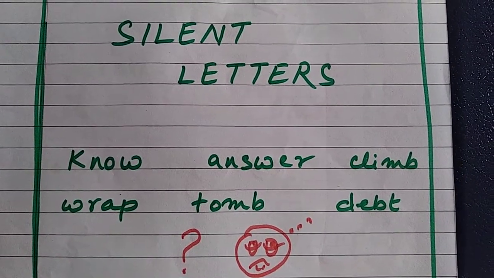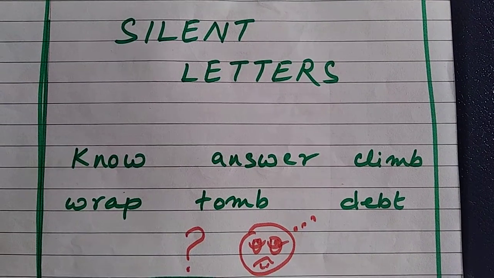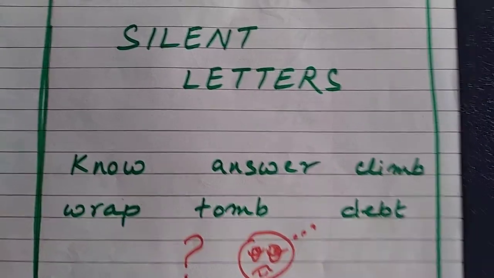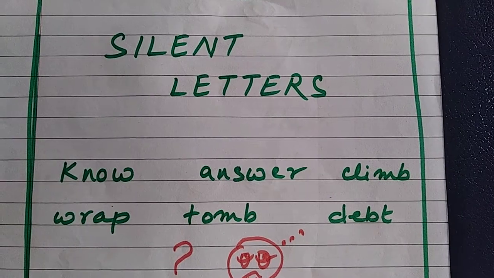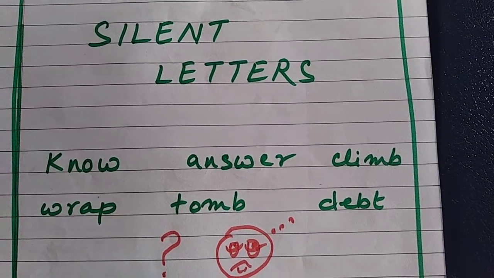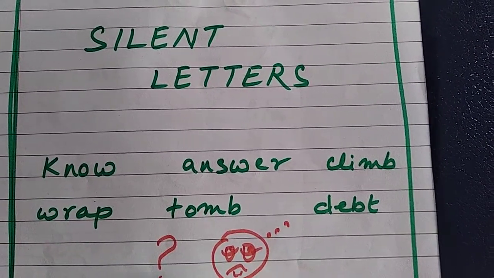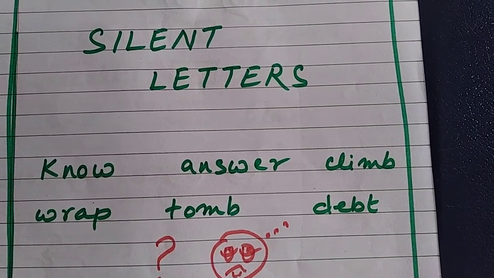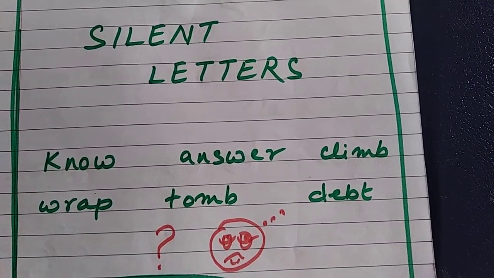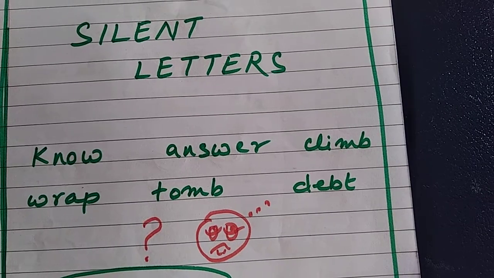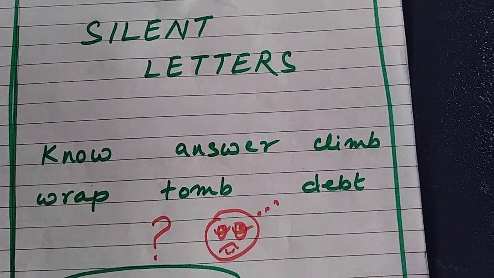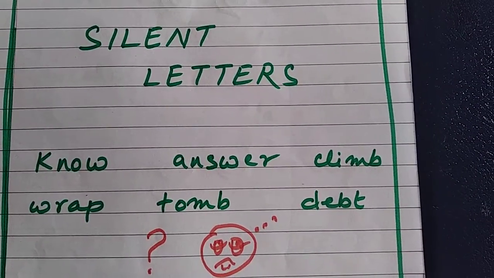Do you know which letters are silent? In know, which letters are silent? In know, K is silent. In wrap, W is silent. In answer, W is silent. R is also silent. In tomb, B is silent. In climb, B is silent. In debt, B is silent. So these are the silent letters.